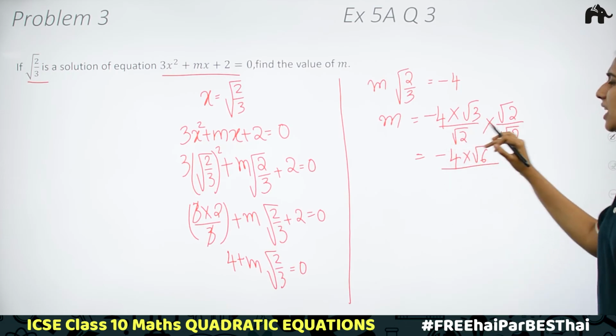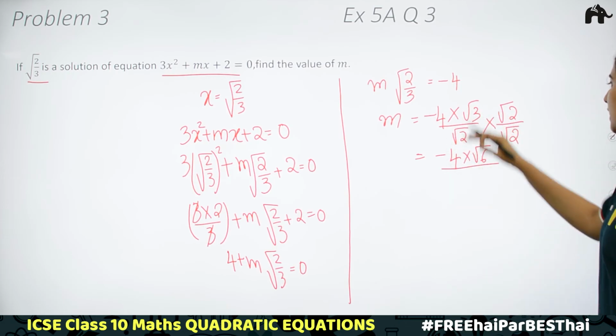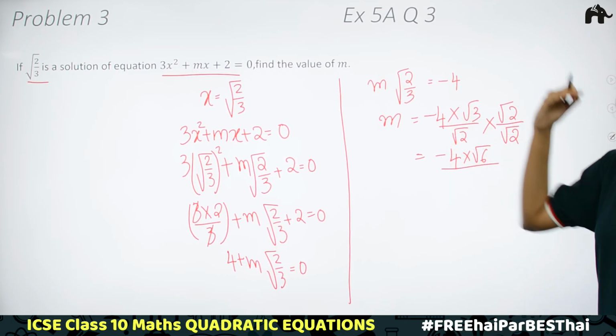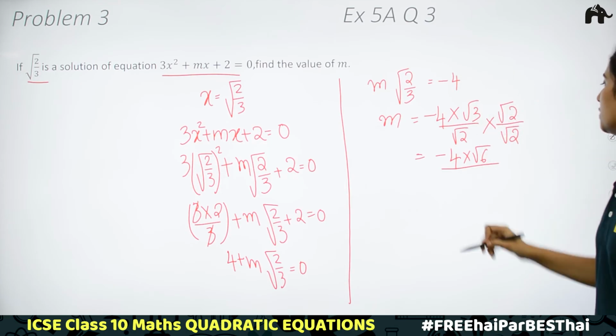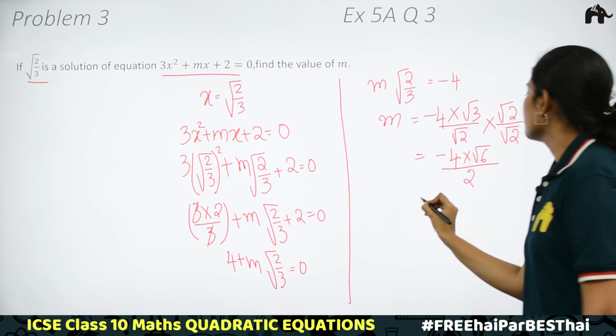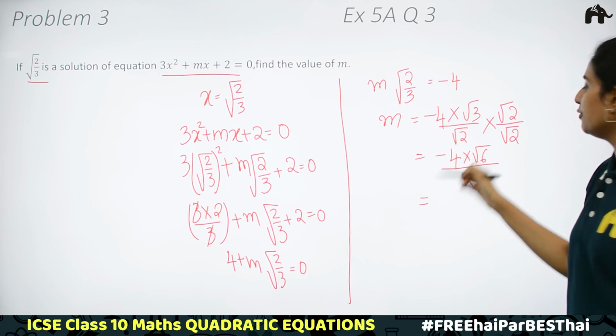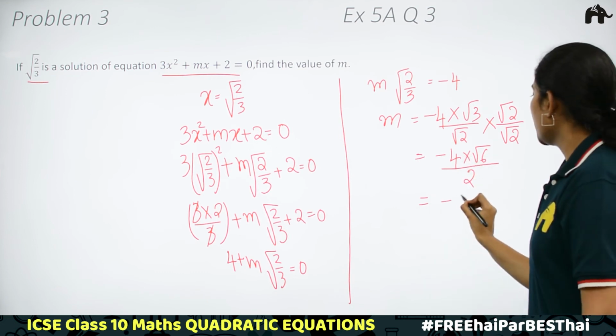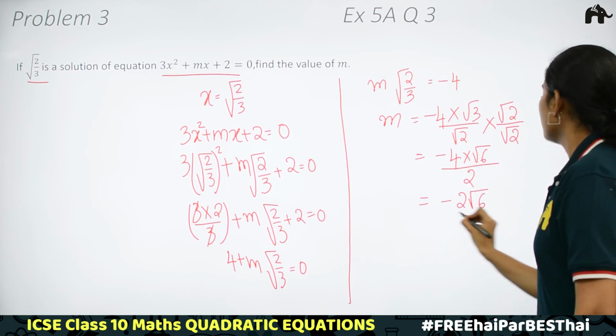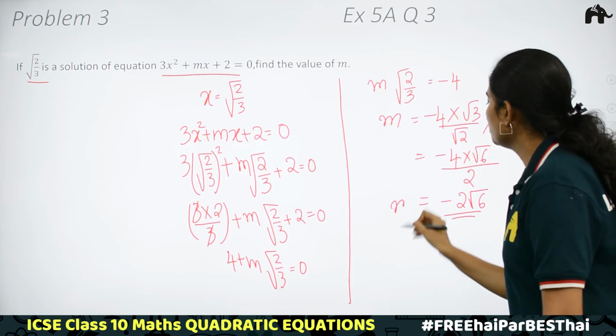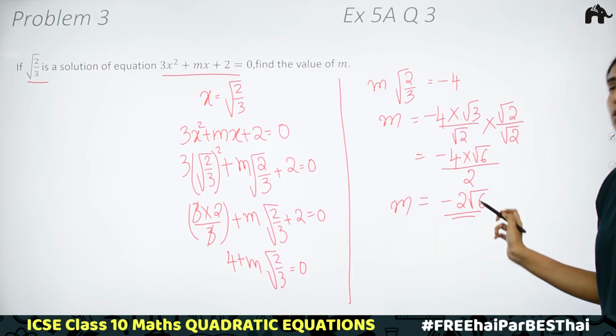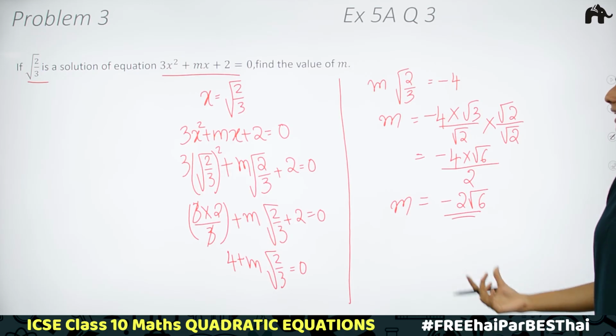That is, we are removing the roots from the denominator. Just for that purpose, we are multiplying numerator and denominator with root 2. You get 2 here. Final answer, 2 and 4 can be cancelled. Minus 2 root 6. The value of m is equal to minus 2 root 6. Clear? Let's move on to the next problem.